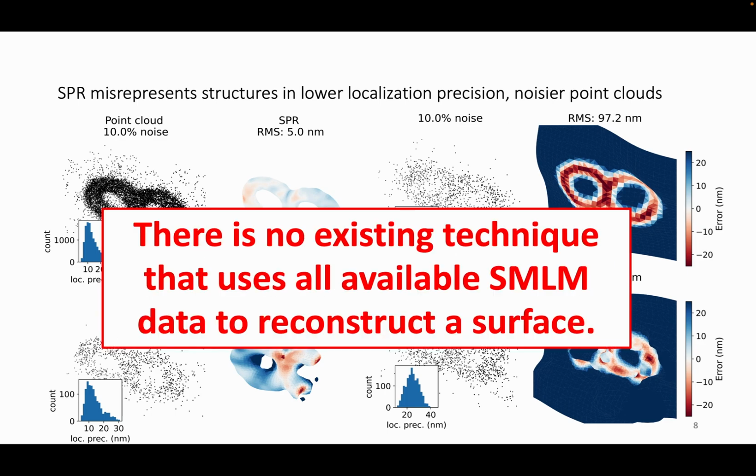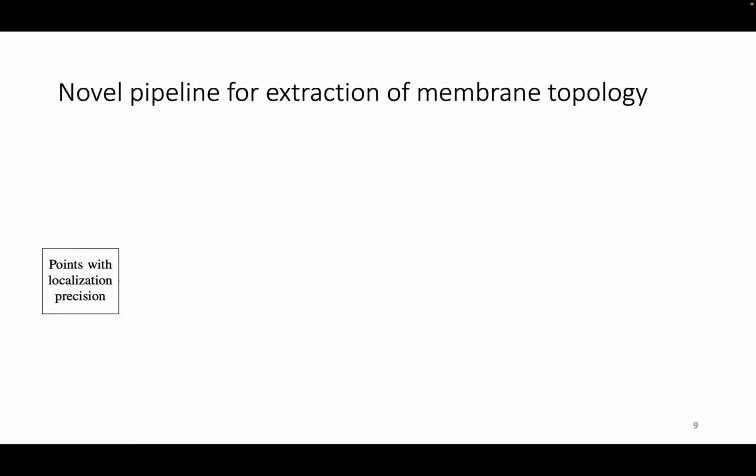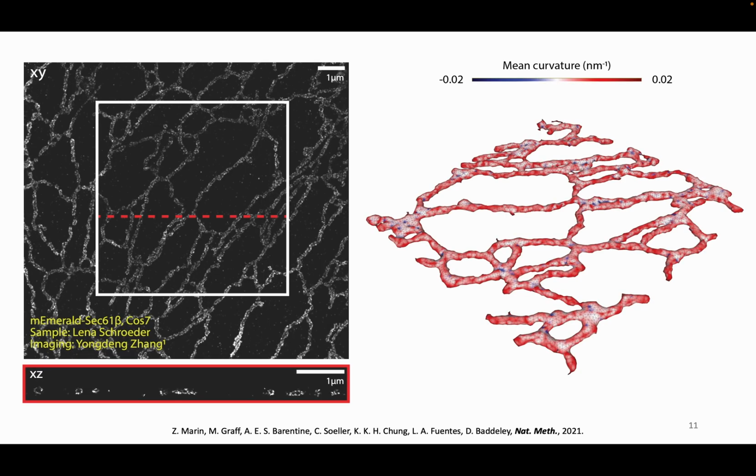And so there's no existing technique that uses all available SMLM data when performing this kind of surface reconstruction. And so we built one. We start with the points and their localization precision. Initially, we just use the points to create a density-based isosurface where we cut a surface everywhere in the point cloud where we go from low density of points to a high density of points. And you can see that for the boxed region in white on the left, we already get a pretty good surface reconstruction shown here on the right that gives us a good idea of the shape of the membrane.